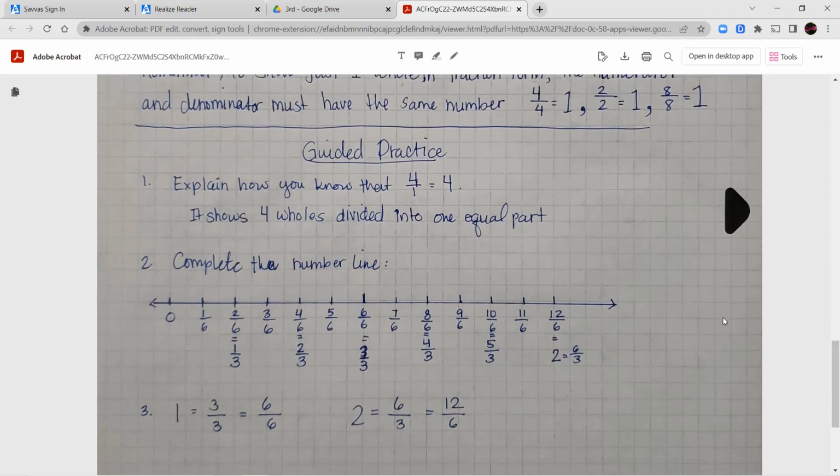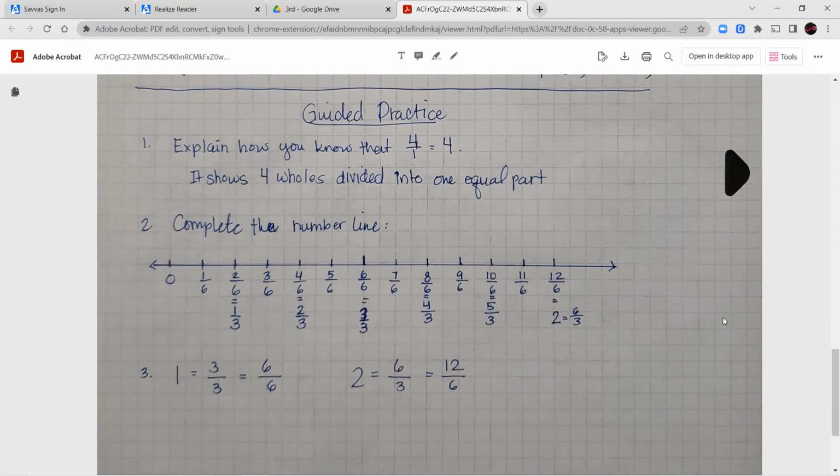Now let's take a look at our guided practice. Number 1 says, explain how you know that 4 over 1 is equal to 4. I know this because it shows me that I have 4 wholes that are divided into 1 equal part. So that means I have 4 altogether.